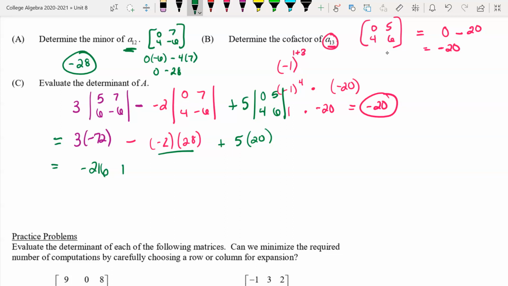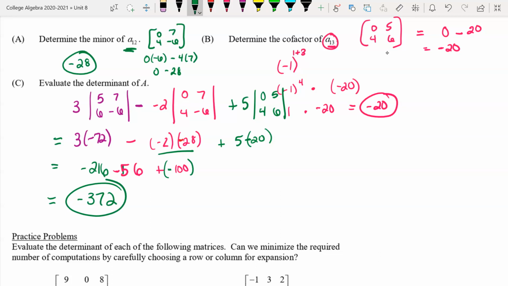let's see, that should have been a negative 28, sorry. That's positive 56, but then it turns into a minus, so it's minus 56, and then plus 100. But again, this should have been a negative 20. Messed up my signs here. So this should be plus negative 100. Okay? So then whenever you do that, you get negative 372, and that is the determinant of that matrix.